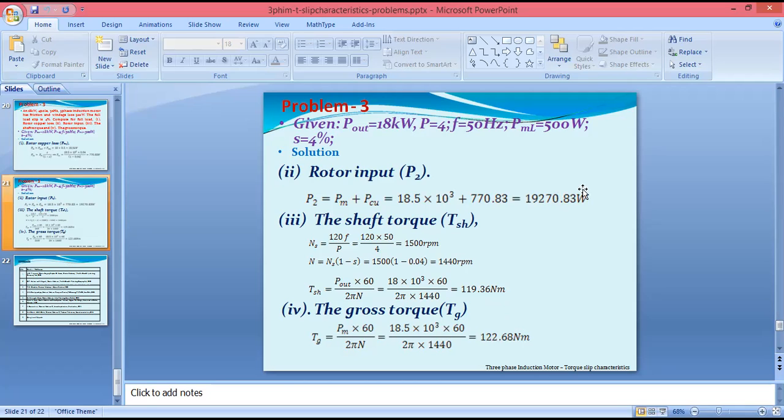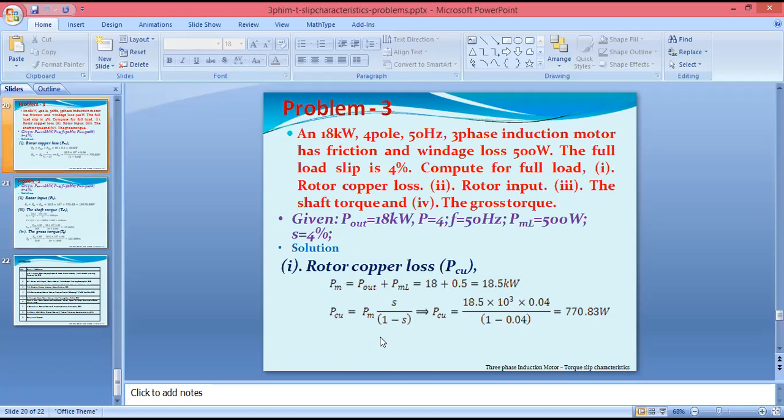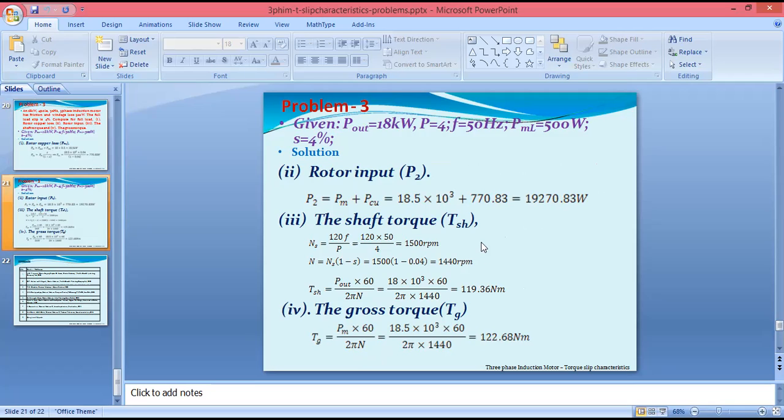For power we are using watt. Like this you will need this unit. Gross torque we are having: gross torque equals PM into 60 upon 2 pi N. PM we have just solved, 18.5 kilowatt. So as written here, we can write 18.5 into 10 raised to 3 watt into 60 upon 2 pi and 1440. If you solve this, you will get the value for the gross torque, that will be 122.68.